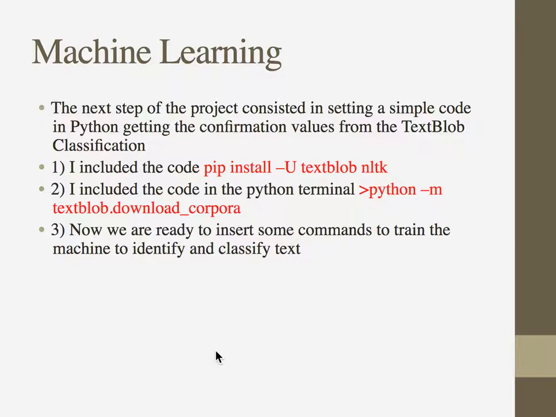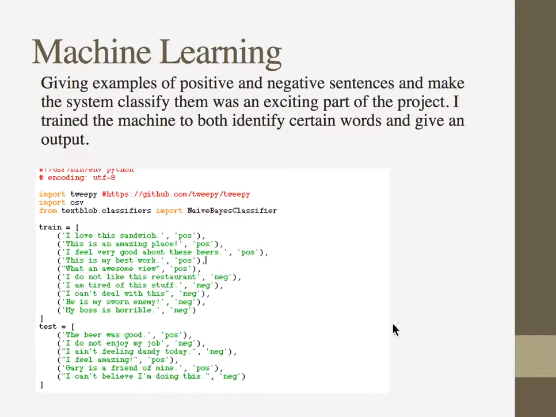With this classifier, basically what we're doing is giving the output to see if the language or the sentence that we're including is positive or negative. I'm going to show that in the next slide. Here you can see some examples of positive and negative sentences, and we make the system able to classify them. We train the machine to identify certain words and give an output. Here I'm going to give you an example.